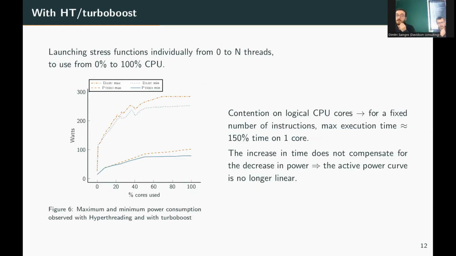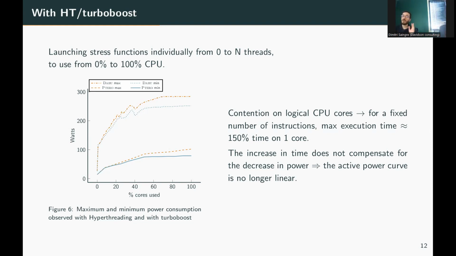So we were working on the easy case without hyperthreading and turbo boost, but actually on a real server, we want to activate hyperthreading and turbo boost. So here we did the same experiment as before, but with hyperthreading and turbo boost. So also the same case from 0 to 100% CPU. And here we have contention.